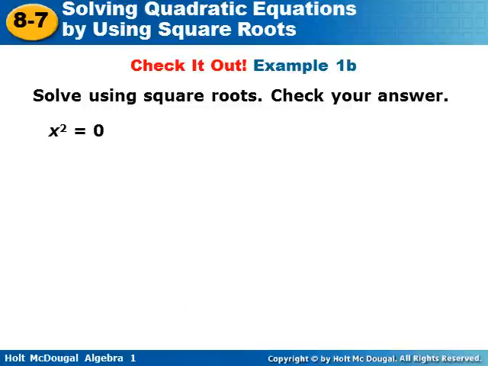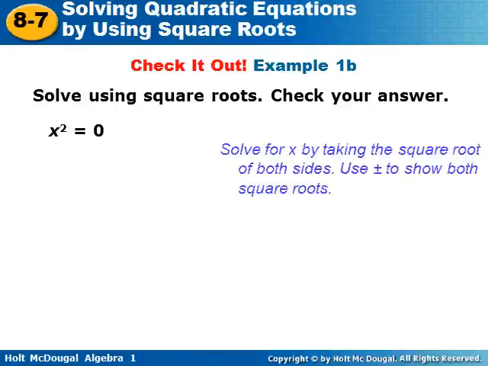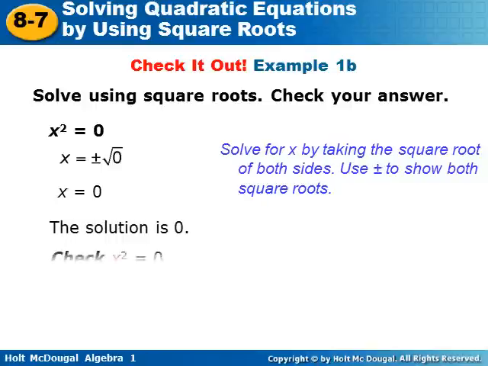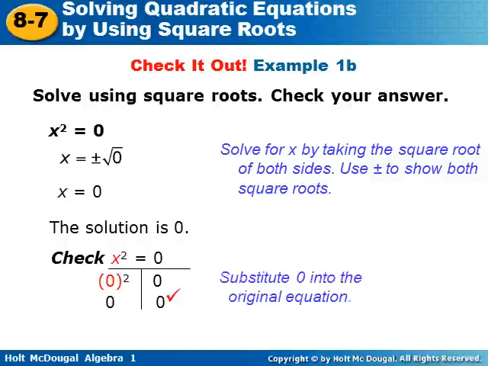Solve using square roots, check your answer. X squared equals 0. This one's for you to try and then you can check back for your answer. We're going to solve for x by taking the square root of both sides, showing plus or minus to show both square roots. So we get x equals plus or minus the square root of 0. And since obviously there's no positive or negative 0, we just get x equals 0. So the solution is 0. We're going to check by putting it back into the original equation, and 0 squared does equal 0, so we know our answer is correct.